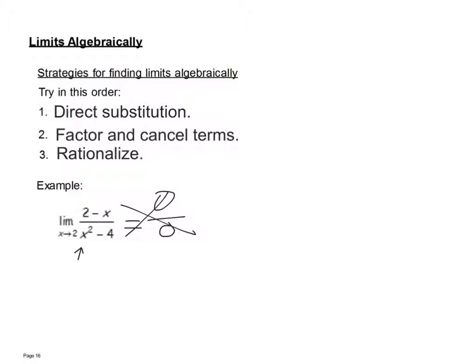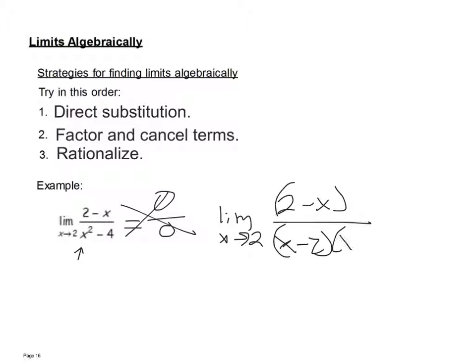All right, so I cannot directly substitute, so I got to try something else. Algebra. All right, so the top I can't do anything with, but that bottom is a difference of squares. If I factor that, that's something you should just recognize. That's how you factor it. And then it factors. Now, it looks like these kind of cancel, but they don't exactly cancel.